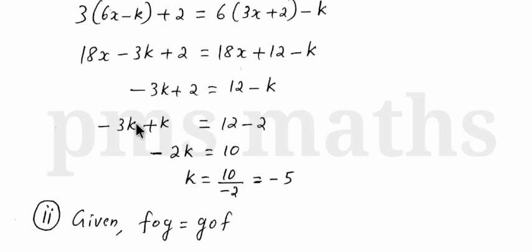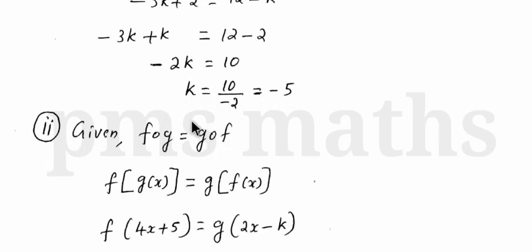Take this minus k to the left side, becomes plus k. Here 12 is there. Take this plus 2 to the right side, becomes minus 2. Then minus 3k plus k is nothing but minus 2k, is equal to 12 minus 2, which is 10. Then find out the value of k.